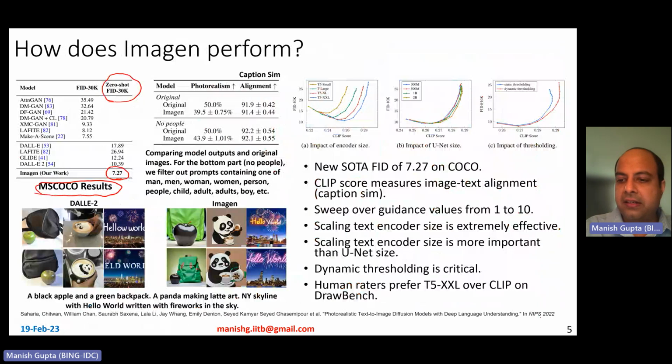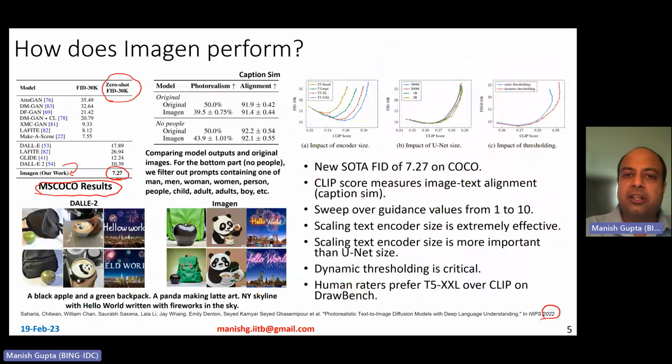Basically, again, in late 2022 or mid 2022, this happened. We have another model which is actually better than DALI 2 in terms of the FID scores. Remember, lower scores are better. So in terms of FID score, yes, it performs better than DALI 2 on MS COCO data.